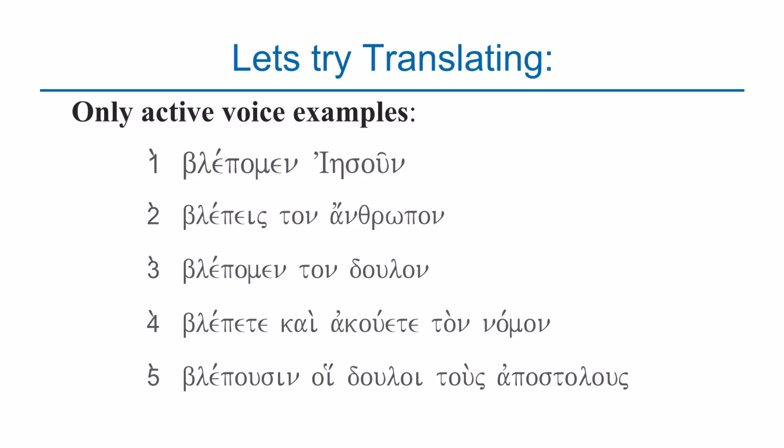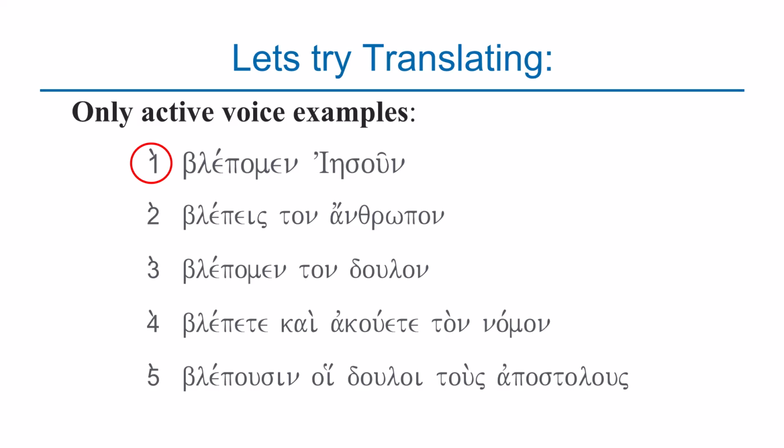In starting, we're going to look at active voice examples. These are present tense active voice examples. The first sentence we have is blepomen Iesoun. How do you translate this sentence? First of all, when you're looking at these sentences, word by word, you need to identify the part of speech. The thing that will help you when you're translating is parsing. You need to parse each word for you to translate it. You need to tell where a word is coming from on the paradigm for you to translate it correctly.